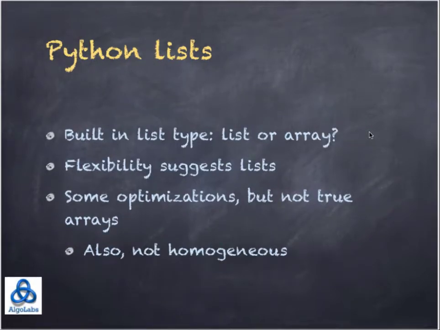So in Python we have lists. Are they lists or are they arrays? We have seen that Python lists are flexible, and this suggests that they behave more like lists than arrays. In practice, some optimizations are built in to make them a little bit more effective than normal lists. However, by and large, they are very much lists and not arrays.